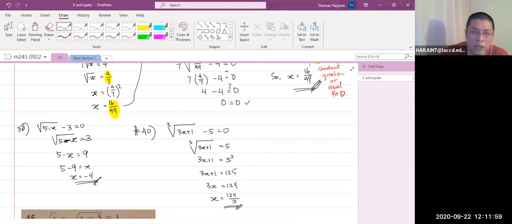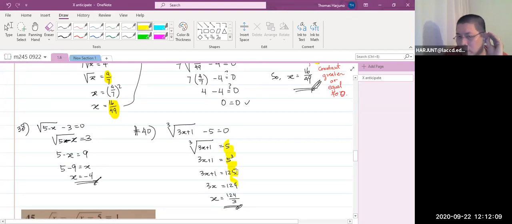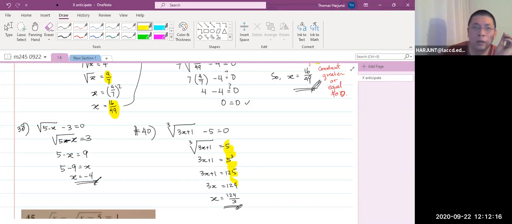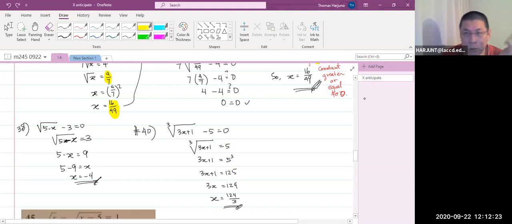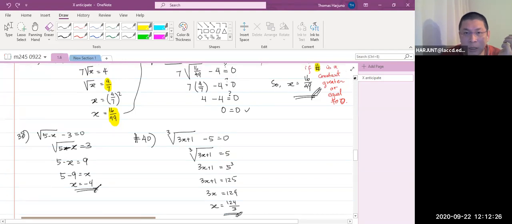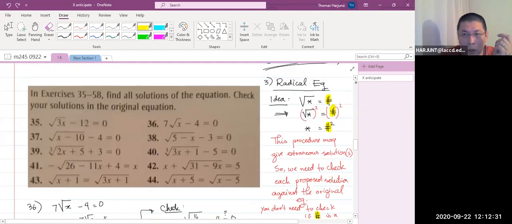Okay, so for odd index, you don't need to check either. Regardless, on the right-hand side is what? Regardless what you have on the right-hand side. Doesn't matter. Positive, negative, constant with variables, doesn't matter. Because cube root has a certain property that we will see in chapter 2, that it is actually a one-to-one function, while the domain is all real numbers. But we will see that later. Okay, only square root you need to check, or fourth root. Even index, then you need to check.